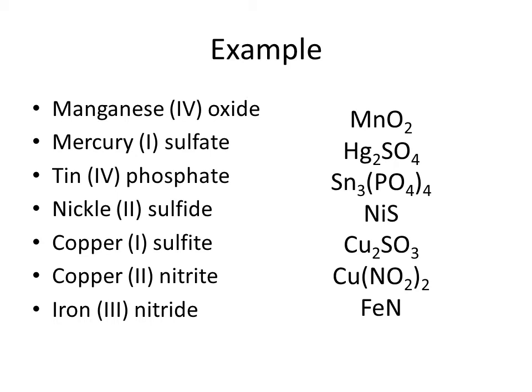Iron(III) means 3 positive on the iron. In combination with nitride means that the nitrogen has a -3 charge, and the formula will be 1:1.